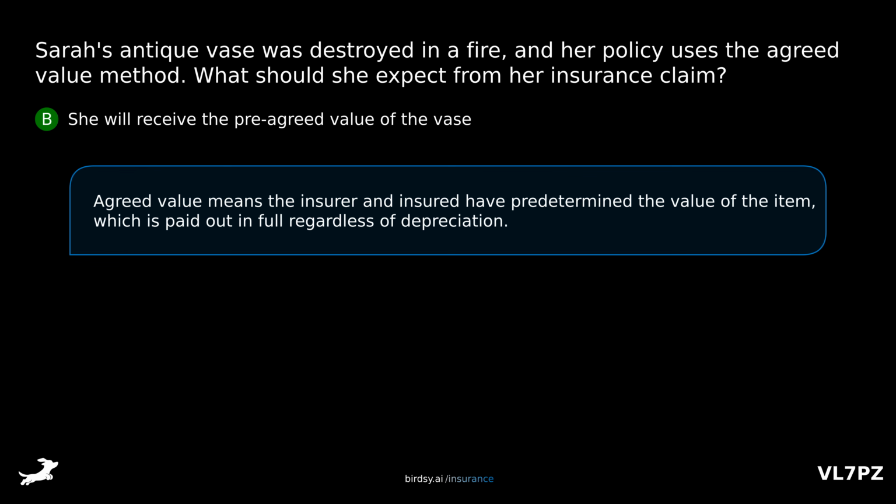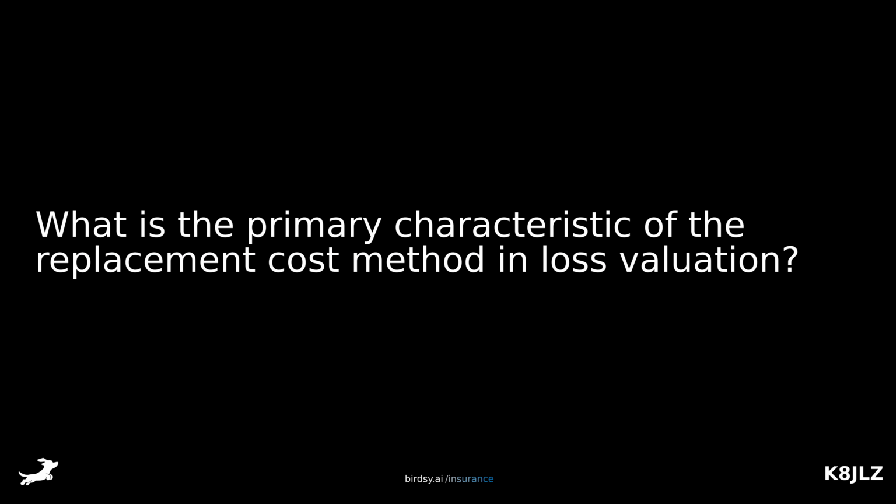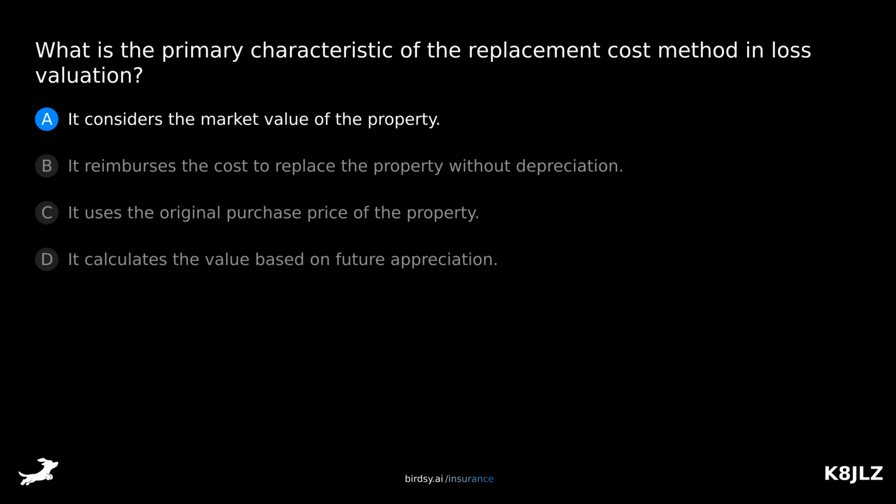Agreed value means the insurer and insured have predetermined the value of the item, which is paid out in full, regardless of depreciation. What is the primary characteristic of the replacement cost method in loss valuation? Is it A, it considers the market value of the property? B, it reimburses the cost to replace the property without depreciation? C, it uses the original purchase price of the property? Or D, it calculates the value based on future appreciation?